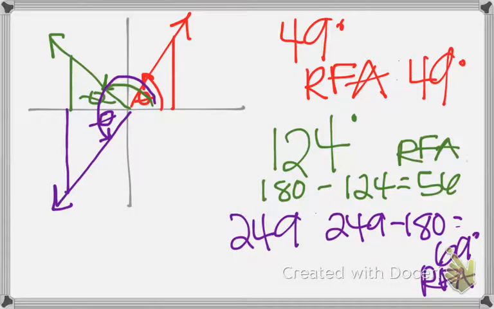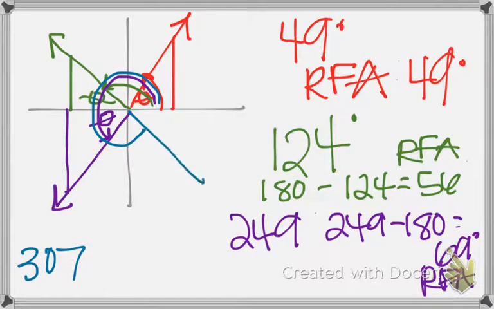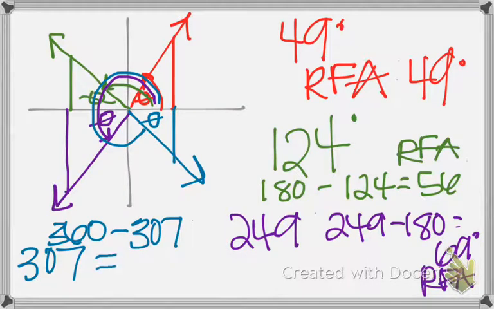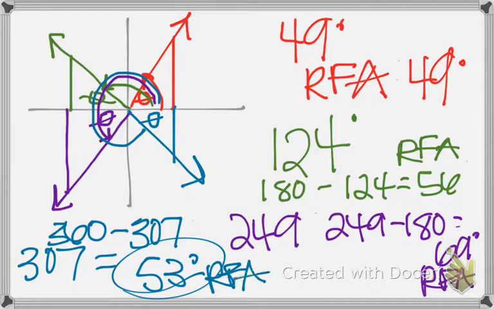Okay, let's do one last one in that last quadrant. So say we are given 307. I'm going to just graph that. That's going to be about right there, and I need to find this angle right there. So what I'm going to do is 360 minus 307, and that gives me 53 degrees. That's the reference angle there.